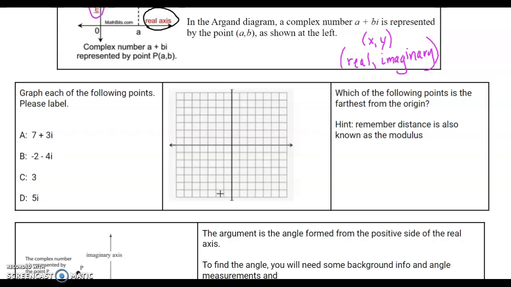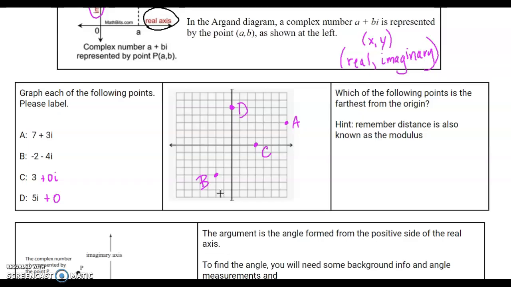So I want to think of this as 7, 1, 2, 3, 4, 5, 6, 7 in the real direction, and then positive 3 in the imaginary. Label your points with the letters so I can clearly identify them. -2, -4i, so -2 in the real direction, which is left, and then down 4. All right, C, you can think of this as plus 0i, since there's not an imaginary part. So we're going to go to the right 3, and then we don't go anything up and down. And then the same thing, we can make that 0 in the real direction, and then I'll go up 5 units.